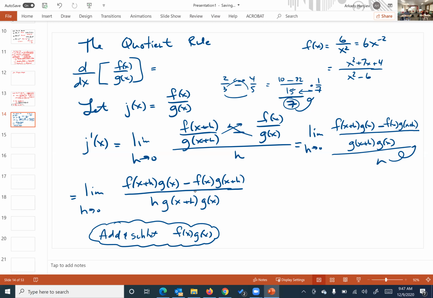So let's see how this plays out here. Let's see, I've got myself the limit as h goes to 0 of, whoa, and I'm not sure if I'm going to have enough space here.